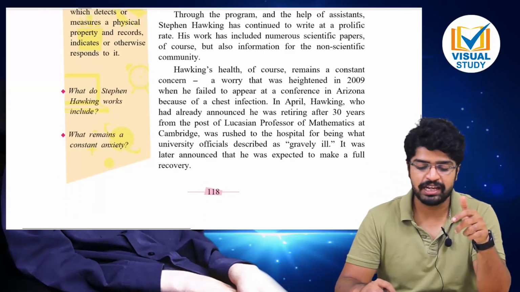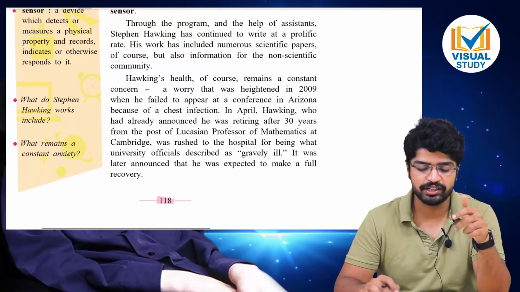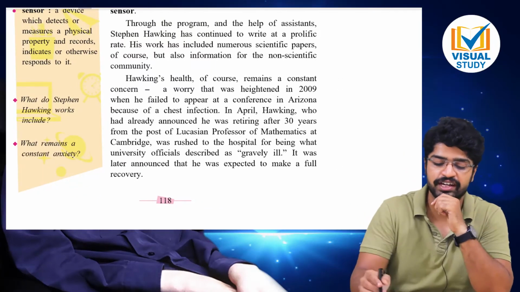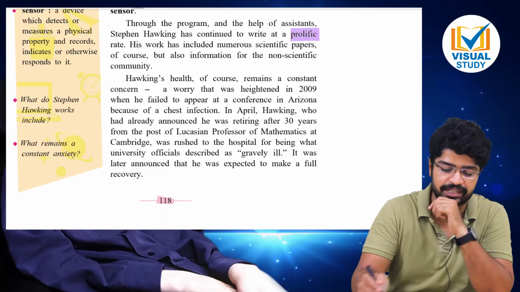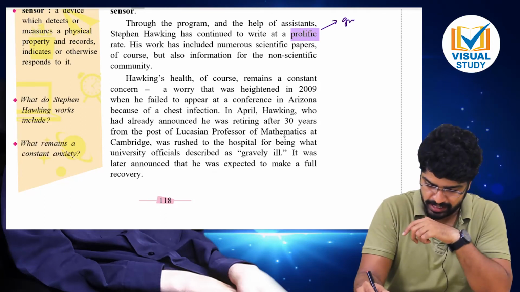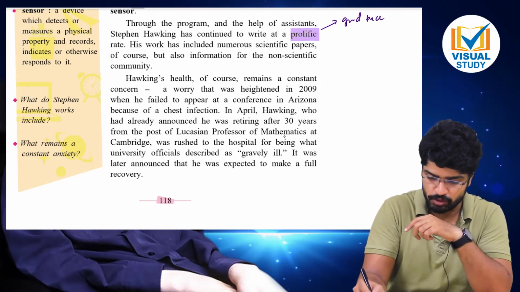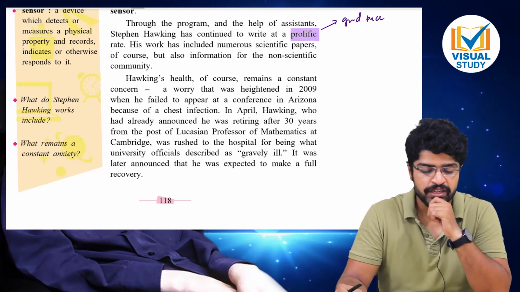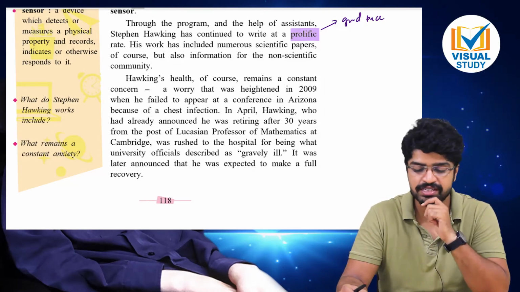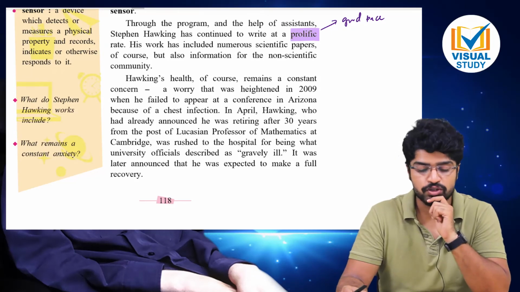Through the program, with the help of assistants, Hawking has continued to write at a prolific rate, at an extensive rate. Okay, so prolific is at a good pace or at an extensive rate. His work has included numerous scientific papers, of course, but also information for the non-scientific community.